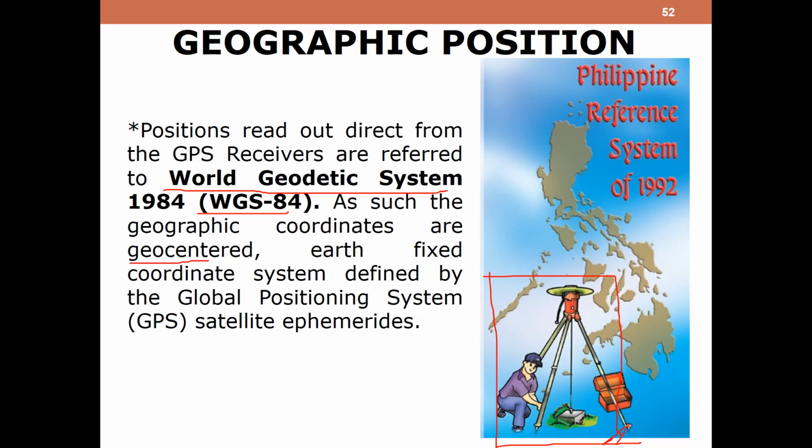So WGS 84 is geocentered, meaning its origin is the center of the Earth mass, and Earth-fixed, defined by the Global Positioning System. So we need to transform it into PRS 92, going from WGS 84 to PRS 92.